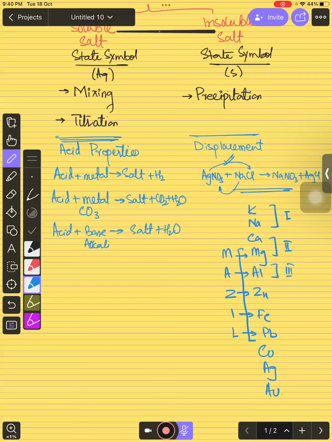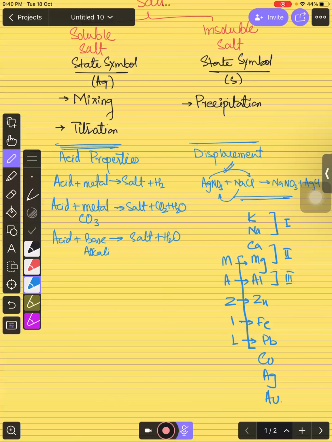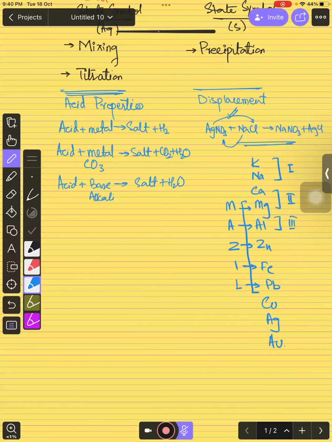Mixing and titration are the two processes by which we can form soluble salt. These are the methods by which you can form salt, right? Okay, so these are the things that you need to remember.